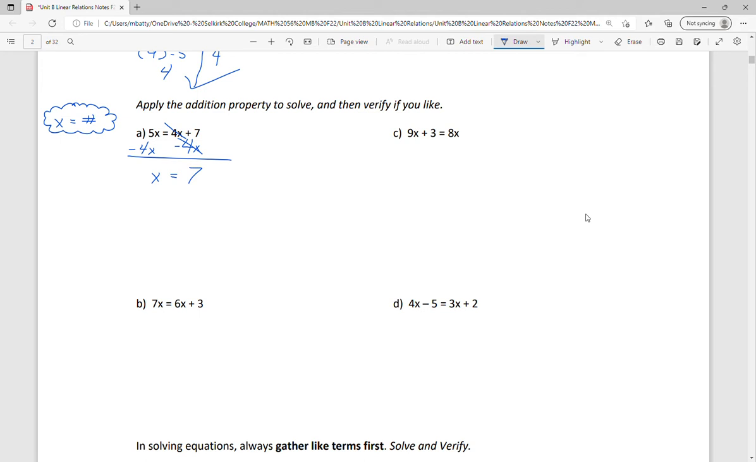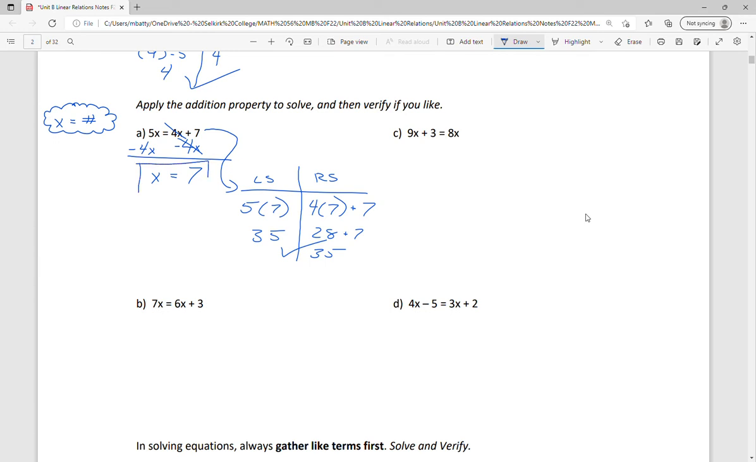Because this one's just a little different, let's check this one, left side and right side. We're going to verify this solution. So if I plug a 7 in wherever I see an x in the original equation, I should get this thing to check out. So I'd have 35 on the left side, I'd have 28 plus 7, or 35 also on the right side. And that's what tells me that x equals 7 is the correct answer. It is the solution to this equation.